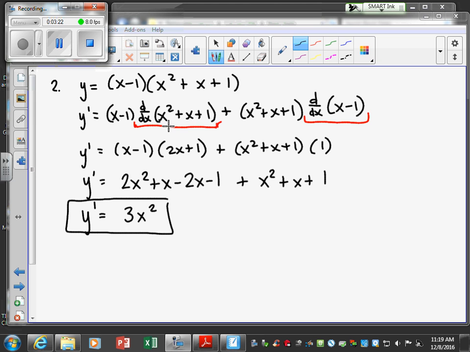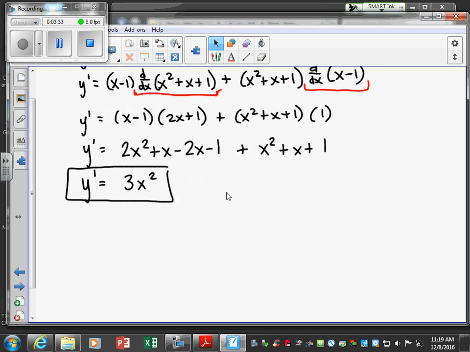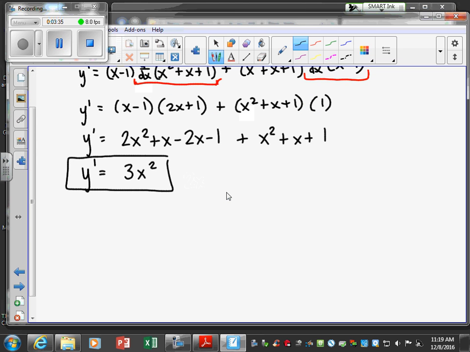Alright, first times derivative of the second plus second times derivative of the first. I do want you to show this step, and then when you simplify, we just get 3x squared. Alright, our third example, f of x. Let's do a product rule with an exponential in there.